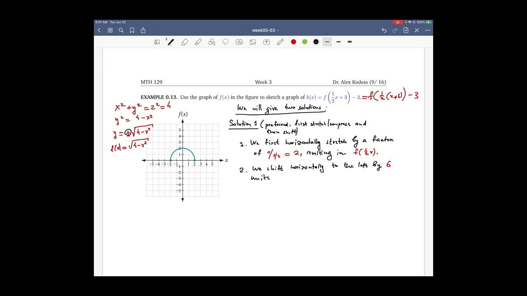And our shifting to the left by 6 units will result in the graph of f of 1/2 times x plus 6. We replace x by x plus 6.